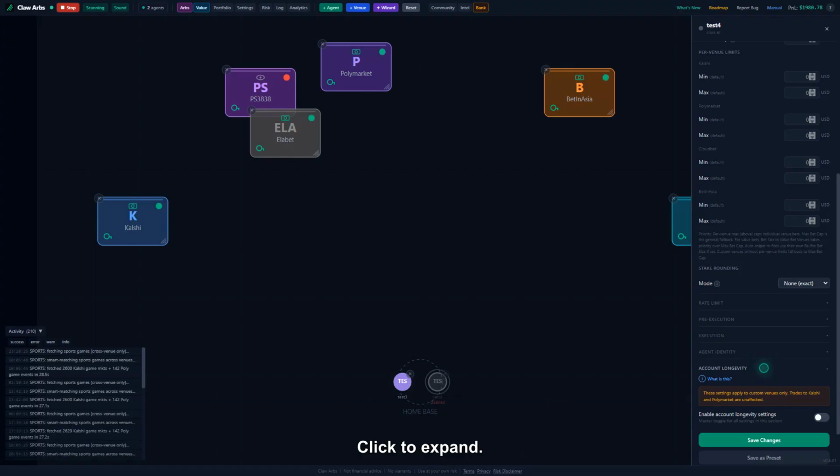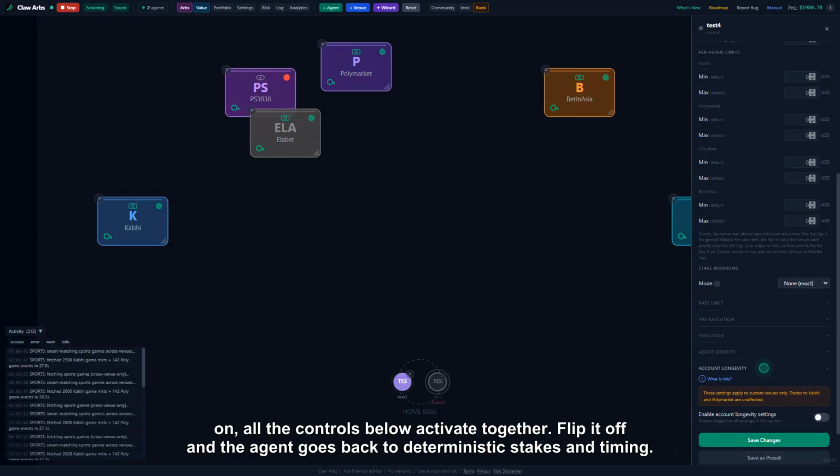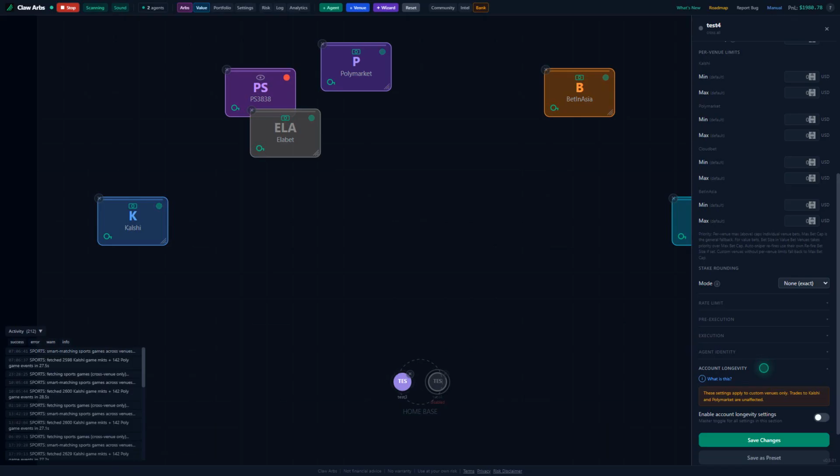Click to expand. At the top of the section is the master toggle. Enable account longevity settings, off by default. When you flip it on, all the controls below activate together. Flip it off and the agent goes back to deterministic stakes and timing.